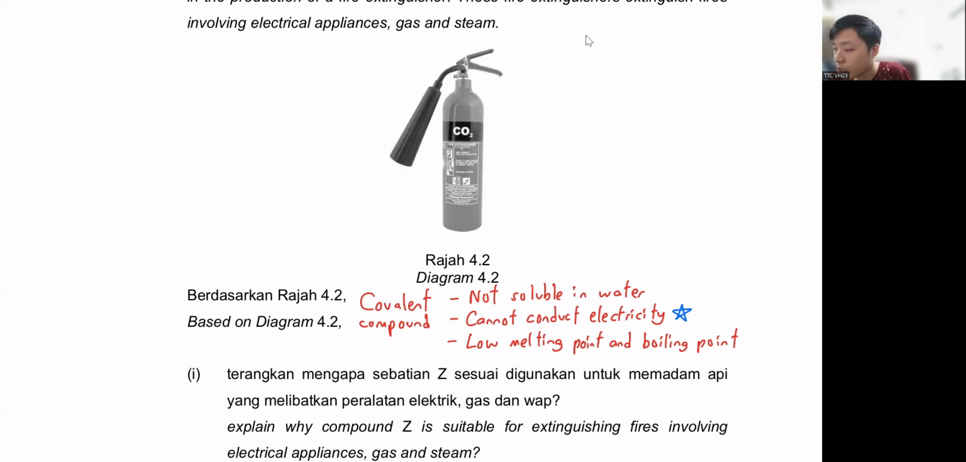If you notice here, what they do, carbon dioxide. Now, why is it safer? Because carbon dioxide is a covalent compound. So covalent compound, what happens? They are not soluble in water. These are a few physical properties. Not soluble in water, cannot conduct electricity, low melting point, boiling point. But they're talking about electrical appliances. So cannot conduct electricity is the key here.